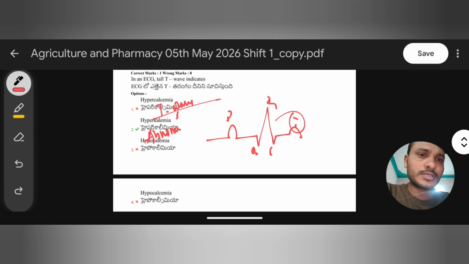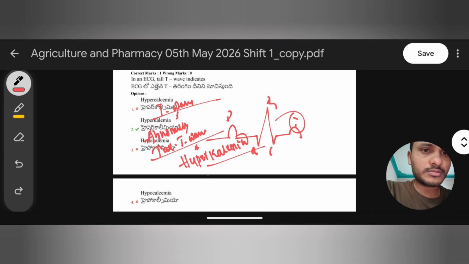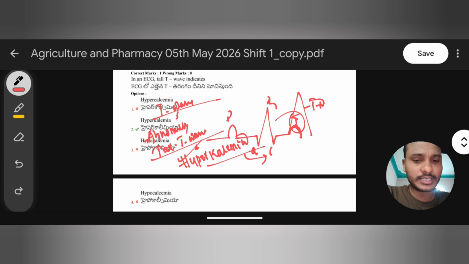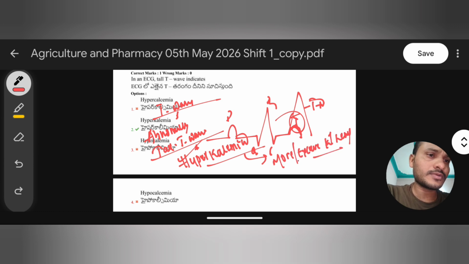P, Q, R, S, T waves. We are discussing the T wave now. An abnormally tall T wave indicates something very important. Remember, abnormally tall T wave. Generally, the T wave must be dome shaped; then it is normal. If it is abnormally increased like this, an abnormally tall T wave, then it leads to hyperkalemia. Hyperkalemia is nothing but excess potassium level in blood. So if there is excess potassium level in blood, that condition is called hyperkalemia. Hence the right answer is the second one.